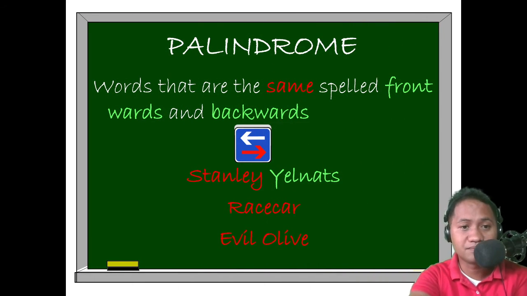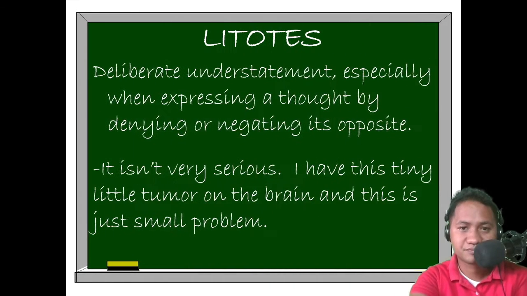Lastly, palindrome. Words that are the same spelled frontwards and backwards. Stanley Yelnats. Murag ka ng mga uso sa Facebook nato no, ginabali ang atong ngalan para nga di kayo halata. Race car, balihon na nimo race car gihapon. Evil olive. Balihon na nimo evil olive lang gihapon na siya. Sa mga words nga ginabali-bali.